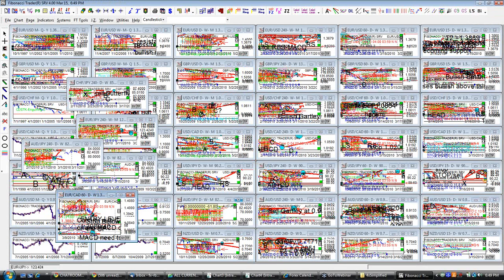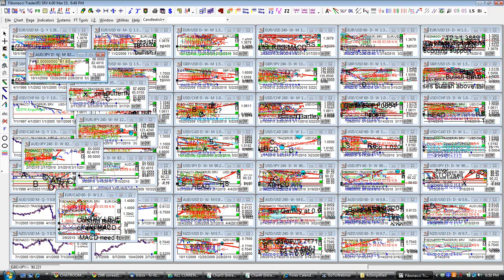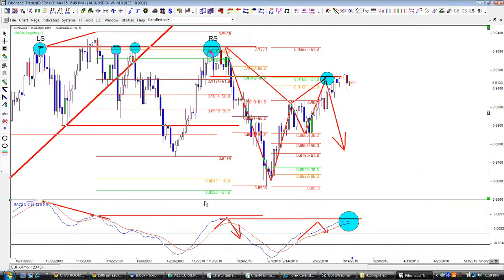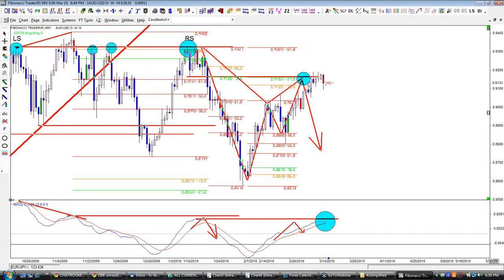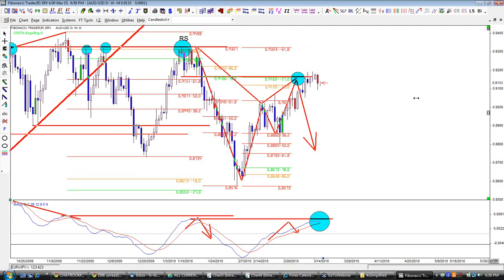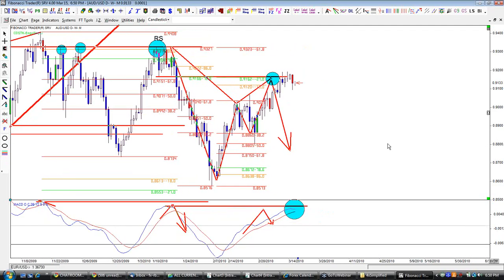What is my opinion on the Australian USD? Now this is a very, very strong resistance level. I can tell you this much, that if this MACD, this is a daily chart, if the MACD crosses bearish, and it crosses below this line, we're going to see a drop, and it's going to be a very strong drop.